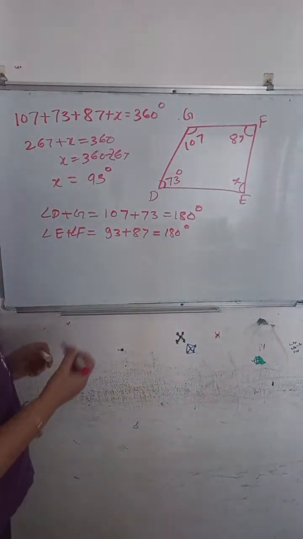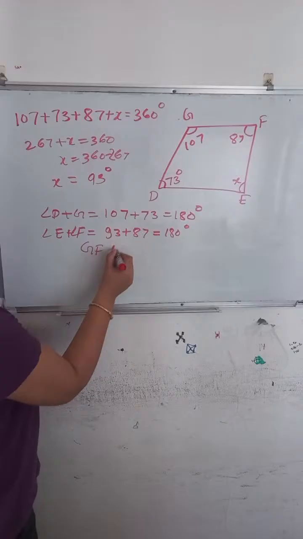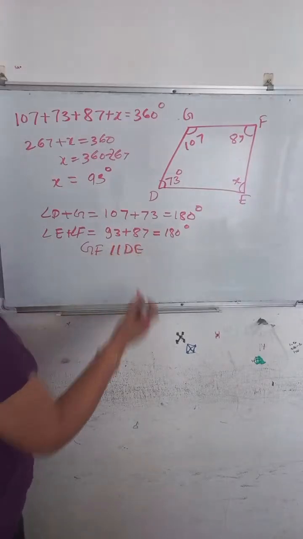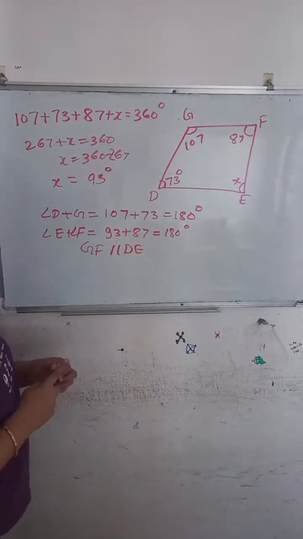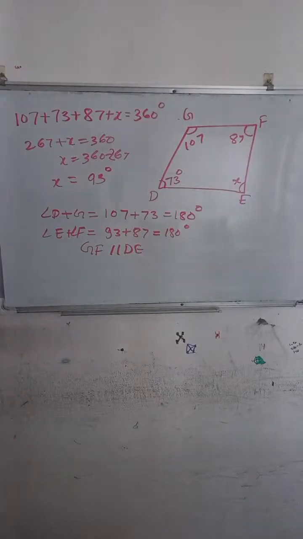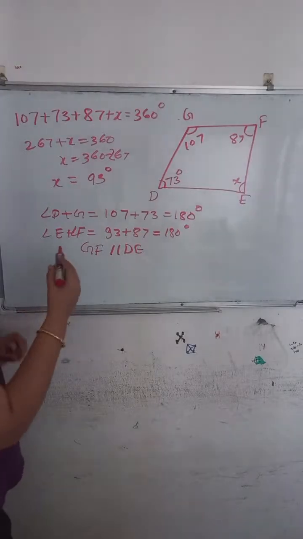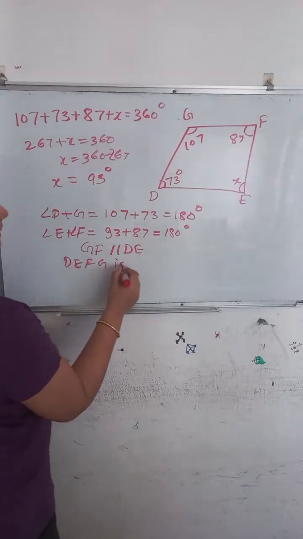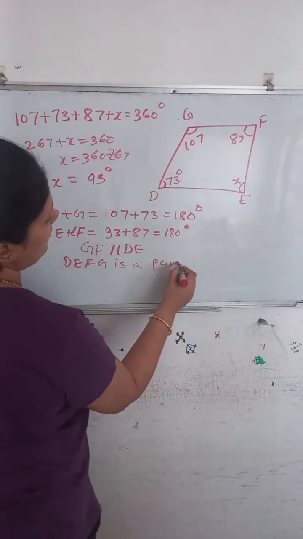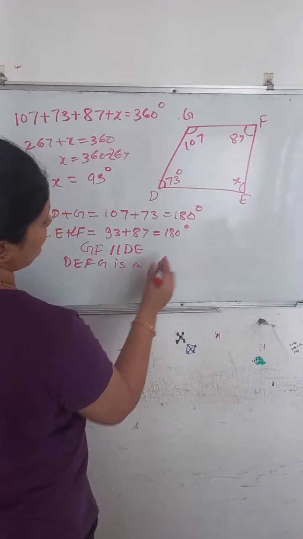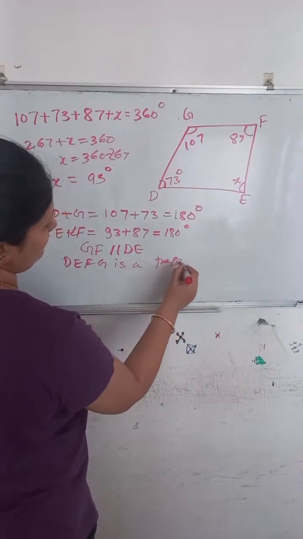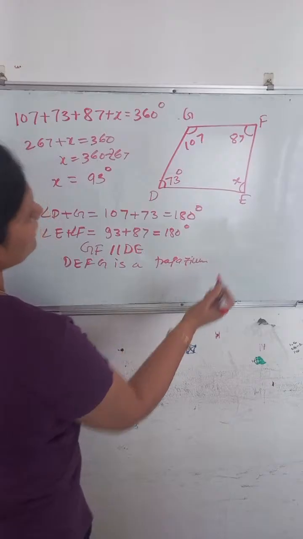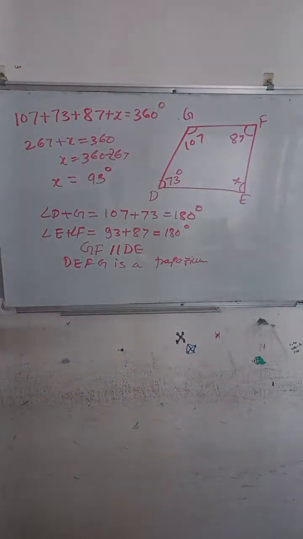That means here GF is parallel to DE, and in a trapezium we know that any one pair is parallel. So we can say that DEFG is a trapezium. Understood?